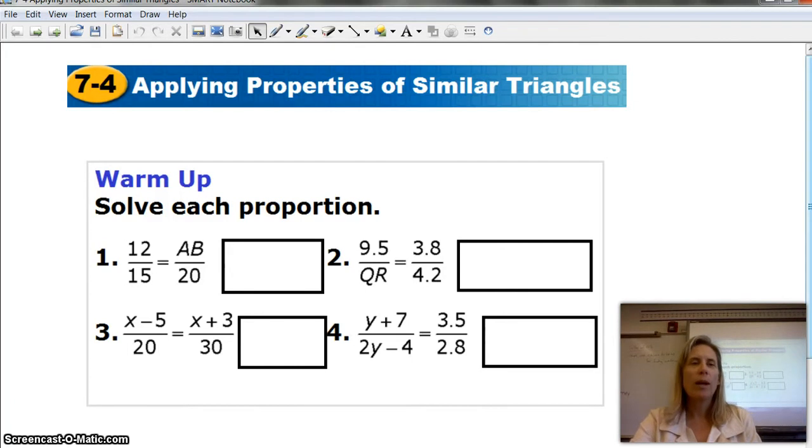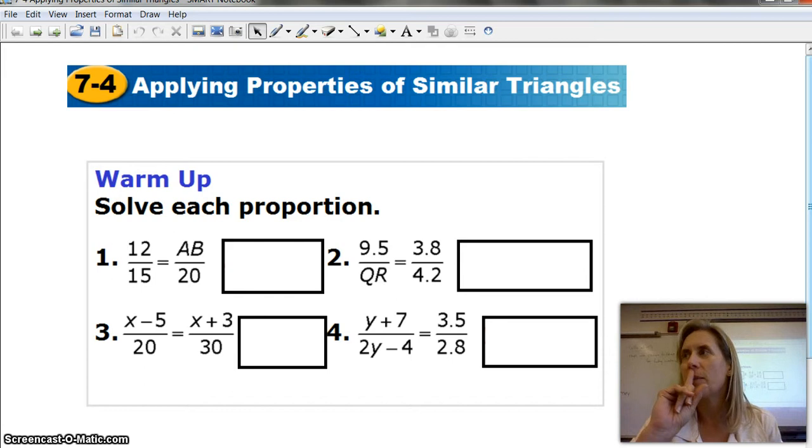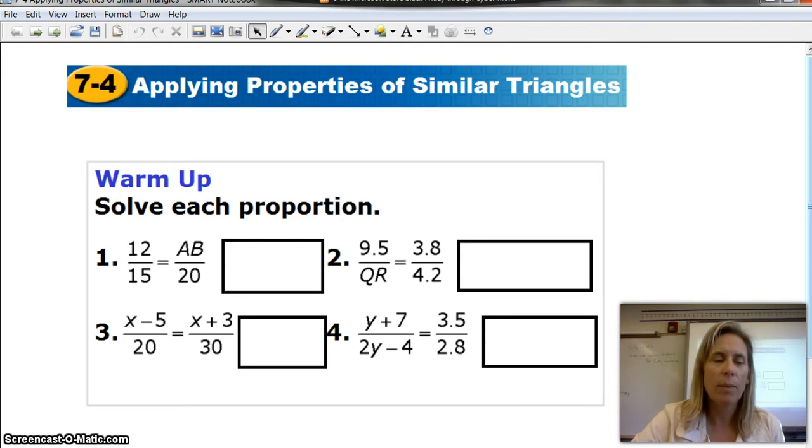Okay, so here we are in Geometry, Chapter 7, Section 4, applying properties of similar triangles. Pause and try these. Let this warm up on your own.